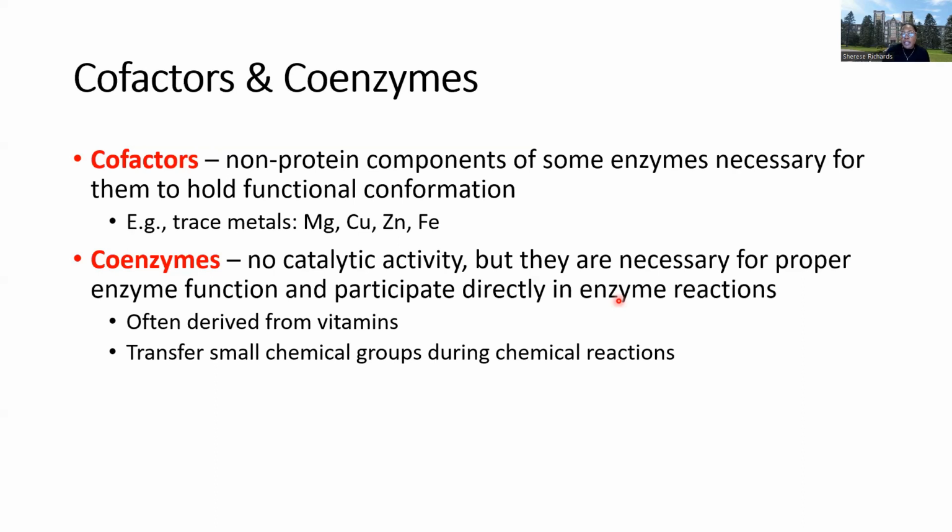A good example of this is magnesium. Magnesium is really important for the enzyme DNA polymerase. So DNA polymerase is really important in DNA and transcription. And so magnesium is a cofactor for DNA polymerase. In other words, magnesium is going to be attached to DNA polymerase, and it's going to provide some of the non-protein components that are going to help DNA polymerase do its job.